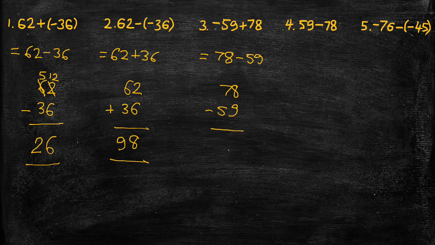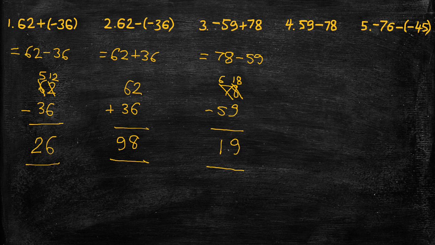can solve that. So 8 minus 9 we can't do, so we'll regroup the 7 tens into 6 tens plus 10 ones, put the 10 ones with the 8 ones to make 18 ones. 18 minus 9 is 9, and 6 tens minus 5 tens is 1 ten, and so our answer is 19.